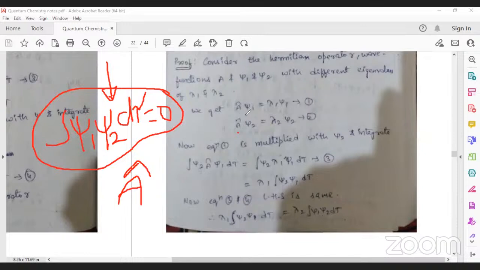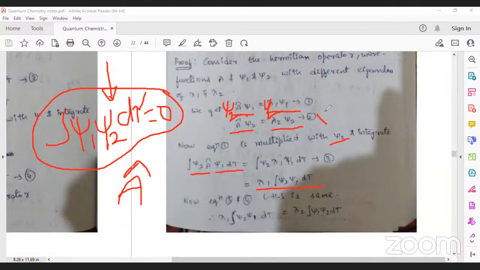That is, A into psi 1 is equal to lambda 1 into psi 1, and A into psi 2 is equal to lambda 2 into psi 2. See, equation 1 is multiplied with psi 2 and integrated. So we will get the integral of psi 2 A psi 1 d tau is equal to the integral of psi 2 lambda 1 psi 1 d tau. Here we take lambda 1 common.